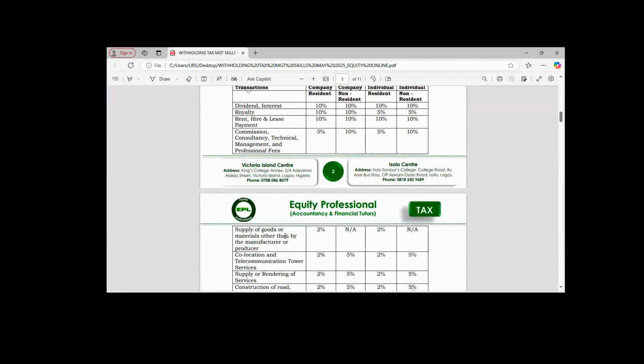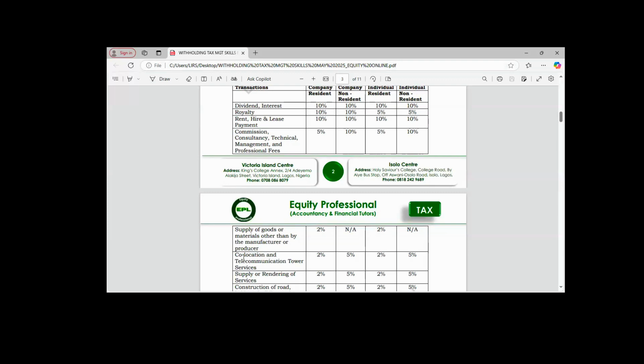Supply of goods or material other than by the manufacturer or producer. Maybe you are a middleman, so you are not the producer of those goods. So when you are selling those goods, the person that is going to buy them is expected to charge your withholding tax. It is only applicable to resident company and individual. Before now, the rate was initially 5%. It has now been reduced to 2%.